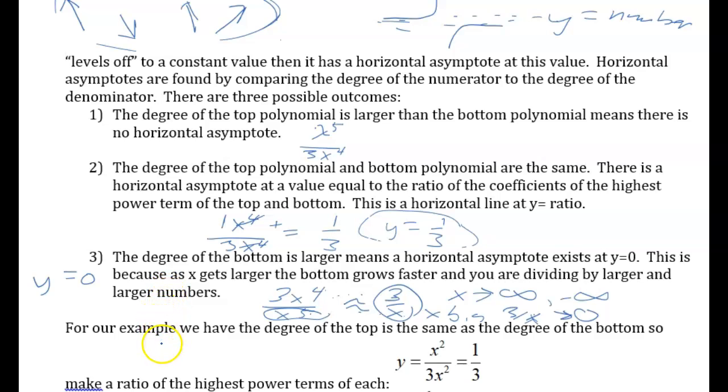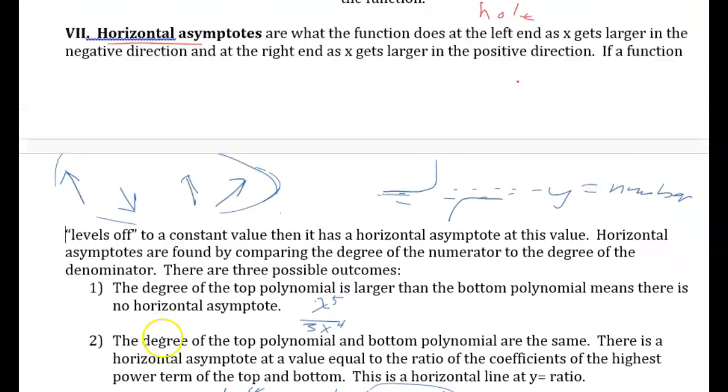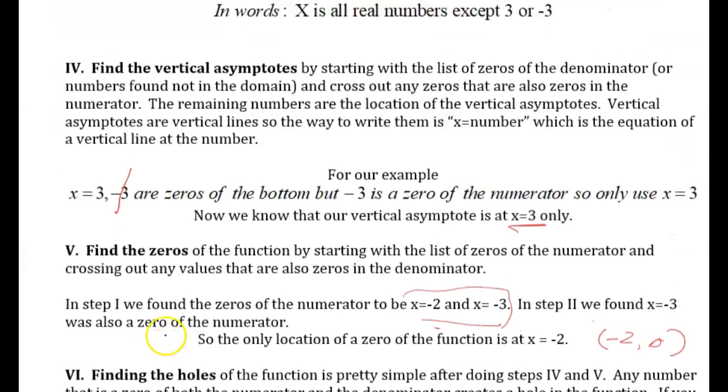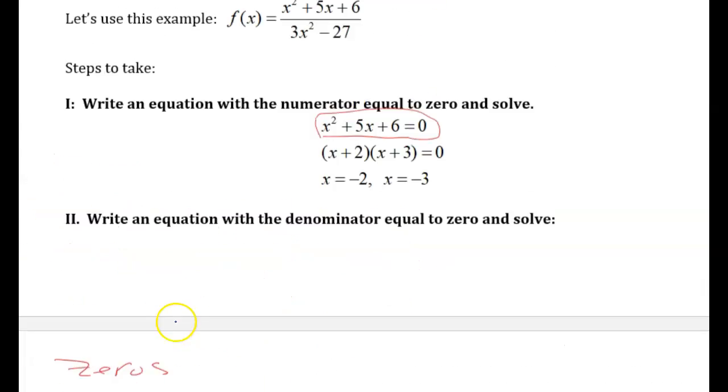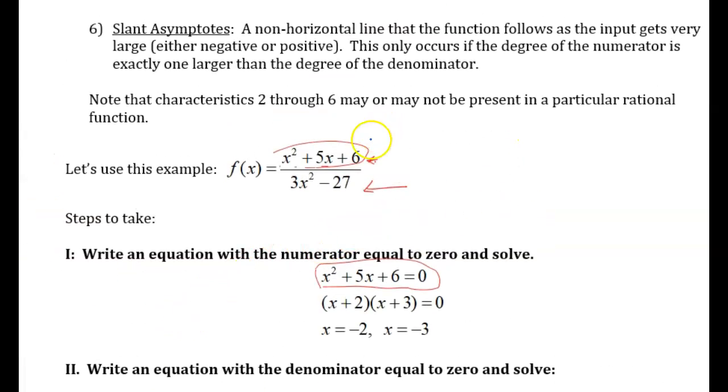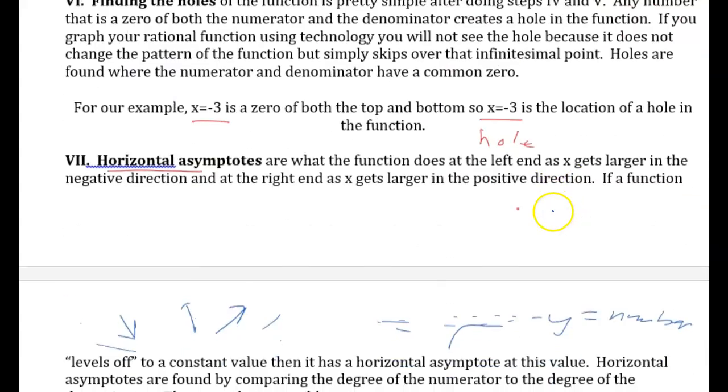So here's the example we were working with earlier, in the earlier videos, looked like this. For horizontal asymptotes, all I care about is x squared over 3x squared. That's all I care about for horizontal asymptotes. And look, the degrees are the same. This reduces to, this is almost the example I used, 1/3. That will be my horizontal asymptote for this example, y equals 1/3.